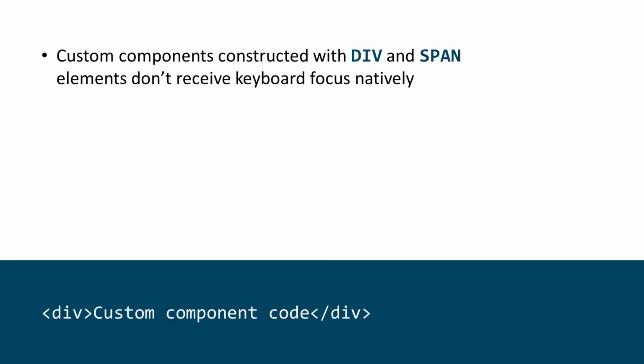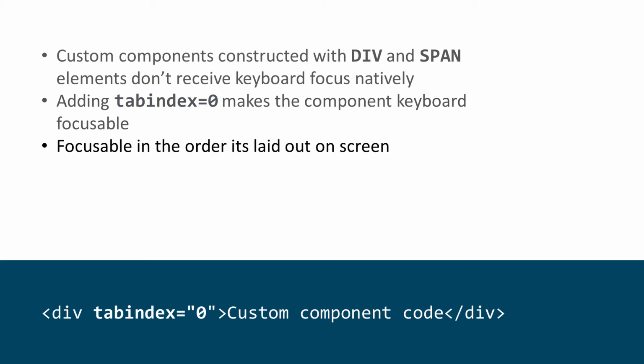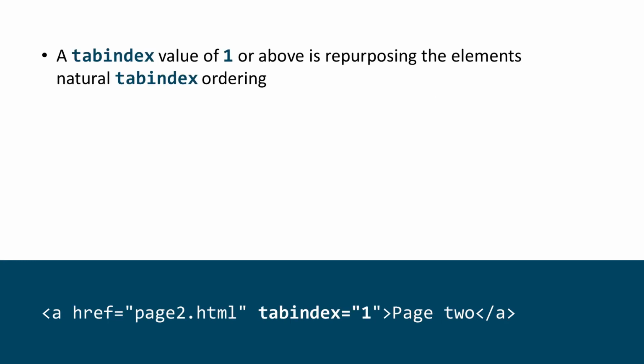Custom components constructed with div and span elements don't receive keyboard focus natively, because the span and div elements are non-semantic and have no meaning. Adding a tabindex 0 onto the element fixes this and allows the elements to become focusable, and it's focusable in the order it's laid out on screen. But when using regular interactive HTML elements, it's unlikely this attribute and value would need to be used, as the behavior is default. Tabindex 1 and above, this is the problem value.